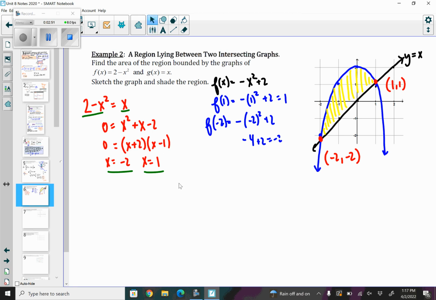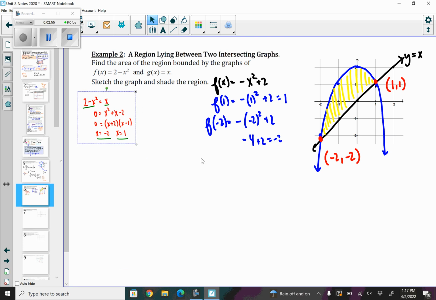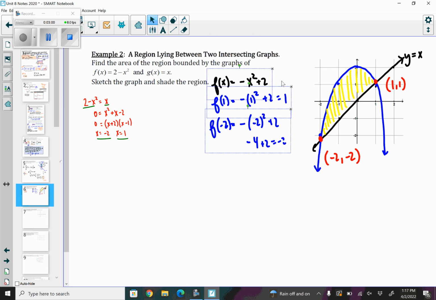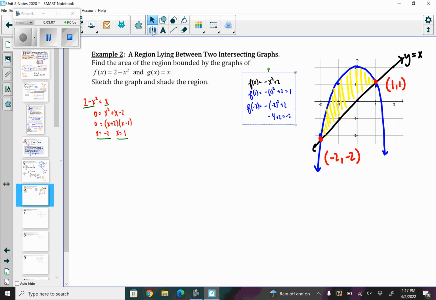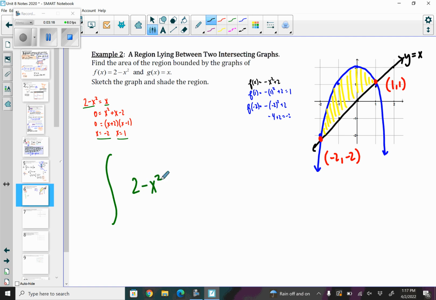Now that we have our drawing, it should be relatively easy to set up our integral. Remember, we are looking for the area between these curves. So we're looking for that yellow shaded region. If I want to find the area between two curves, I'm going to take the integral of the upper function minus the lower function. So the integral of 2 minus x squared minus our line, minus x, and my bounds are going to be where they intersect. So from negative 2 to positive 1.